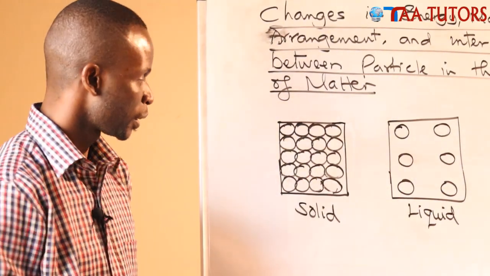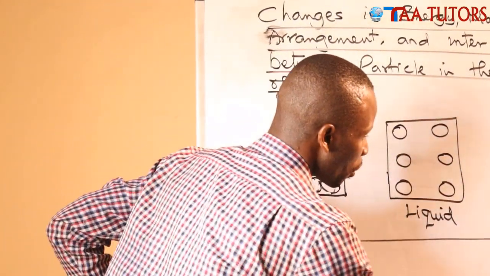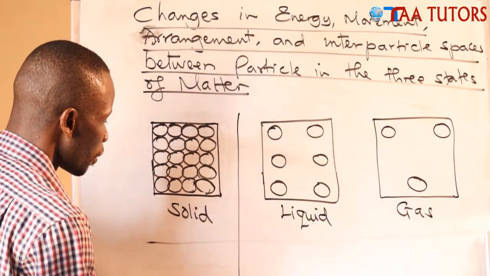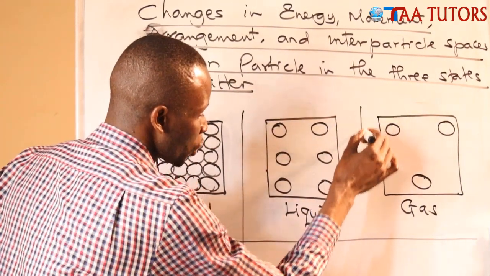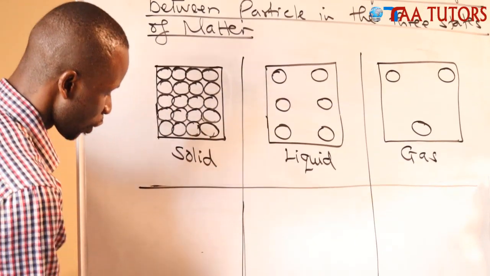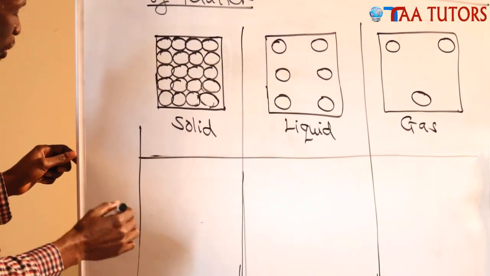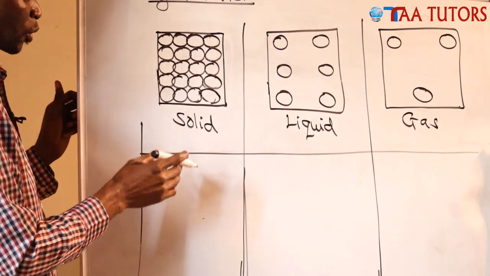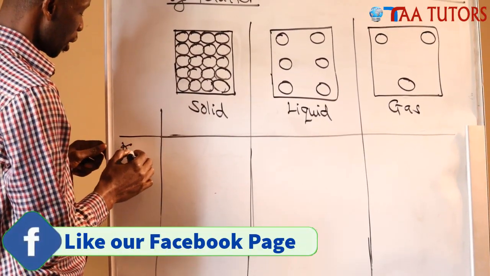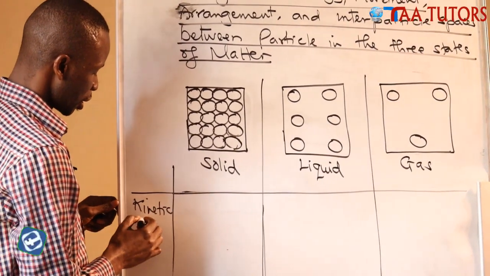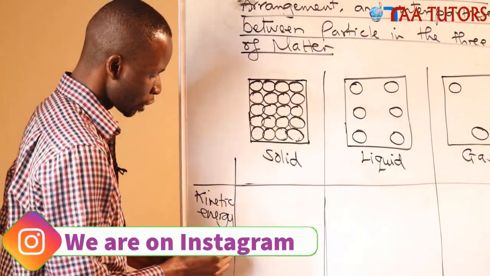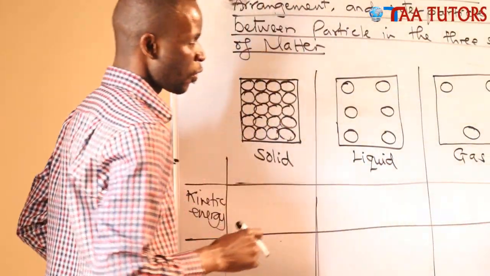And I want to move very quickly to use a table. This table of mine I want to use across the way I've drawn them. This table is going to use these particles here. If I go quickly to explain this table, in the first row, I want to compare energy. And when I talk about energy, I will talk about kinetic energy. We want to compare kinetic energy across the three states of matter.